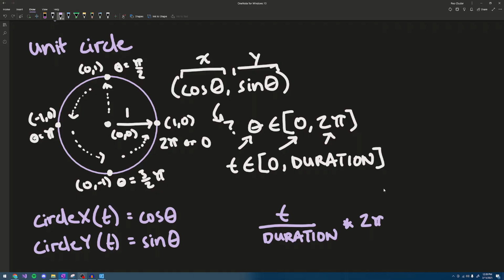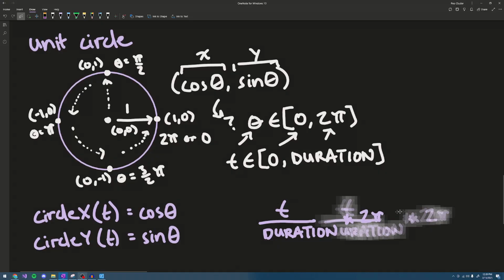Now, the reason we do this, let's think about it inherently, right? What does dividing by duration do? If duration is our max length, we are dividing t by duration. We're getting kind of a percentage or a fraction of t relative to its duration. And then when we multiply it by 2 pi, we're taking the fraction of 2 pi and mapping it into the space for 0 to 2 pi. That's how we are able to go from one space to the next space.